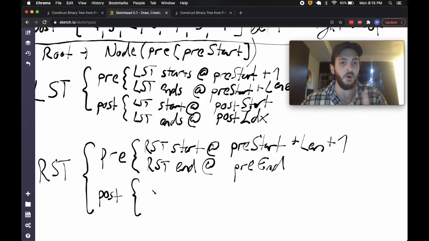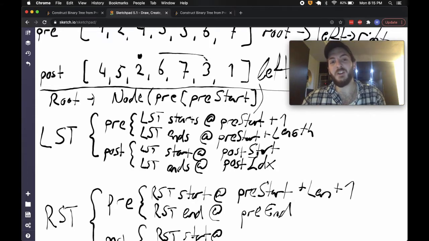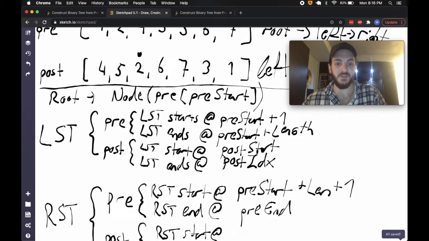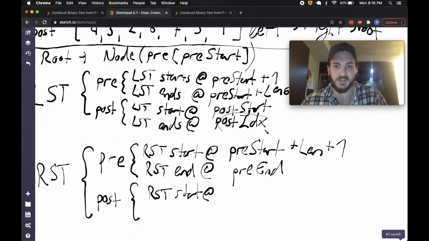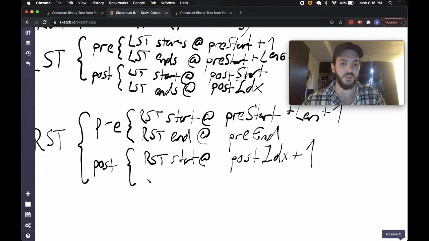Okay? For the post order calls, our right subtree is going to start at, well, remember how we found this index over here? And we said that was the end of our left subtree. Well, the beginning of our right subtree then is going to be 1 unit over because again we have this left, right, root pattern because it's a post order traversal. So we're going to take this value here, this post index, and we're going to make the call at post index plus 1 to be the beginning of our right subtree in the post order traversal.